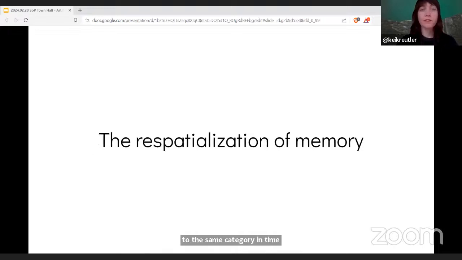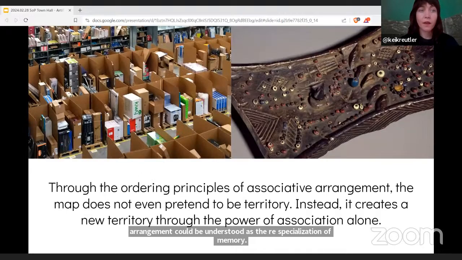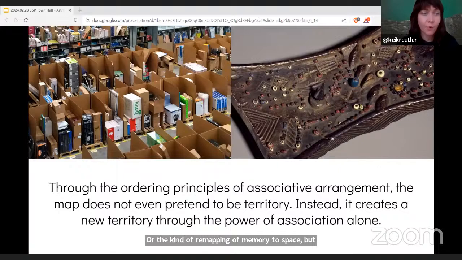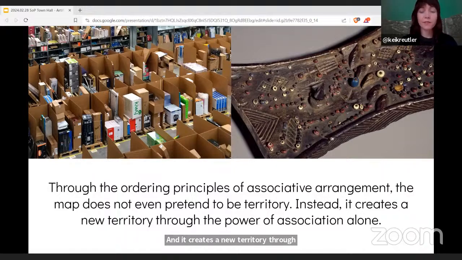So in contrast to taxonomic arrangement, associative arrangement could be understood as the respatialization of memory, or the remapping of memory to space, but according to a different logic. To say it another way, through the ordering principles of associative arrangement, the map does not even pretend to be the territory. Instead, it creates a new territory through the power of association alone, something more inhuman and associative.